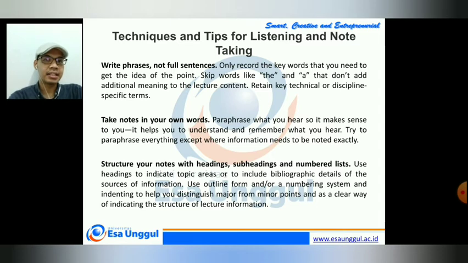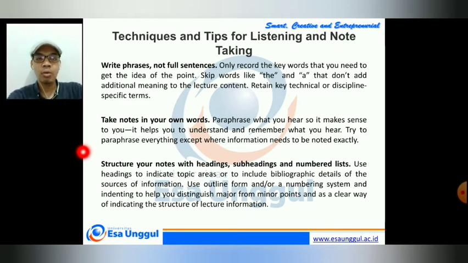This is techniques and tips for listening and note taking. First, write phrases, not full sentences. Remember, maybe I have already mentioned several sentences, several key ideas, but you don't have to take note of every single sentence. You may write the phrases, not a full sentence.